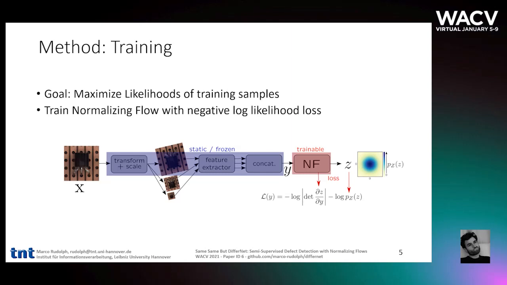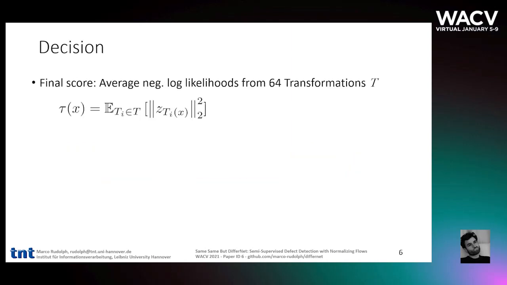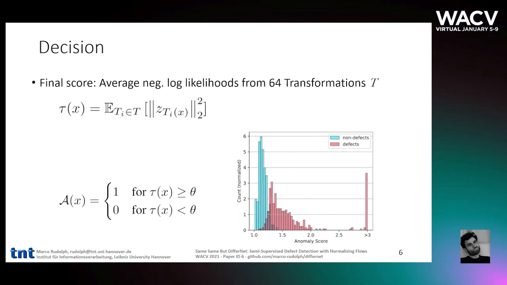To judge whether a sample is defective or not, we define a score which is based on the negative log likelihood of the latent vector Z. In our case of a Gaussian distribution, this is equivalent to just using the L2 norm of Z. To have a robust score, we average these negative log likelihoods of 64 transformed images. The final decision can be made by simple thresholding, where a high score indicates a defect. In practice, this threshold can be set according to a desired false positive rate.